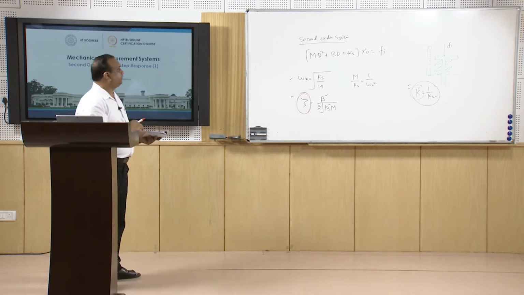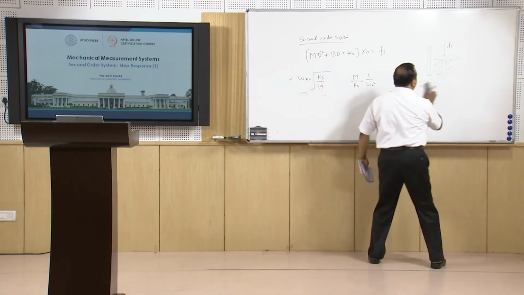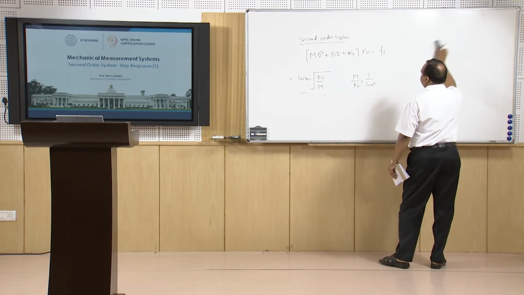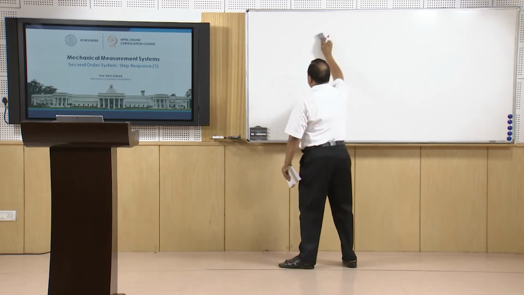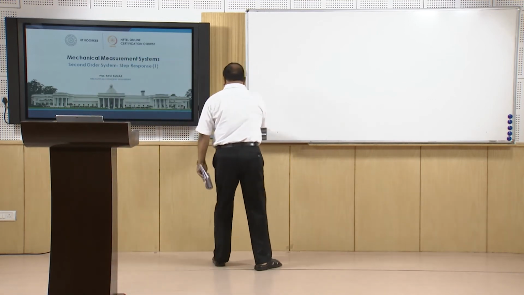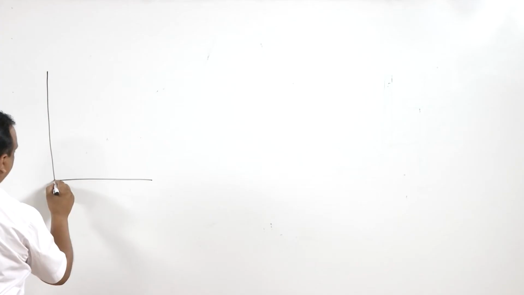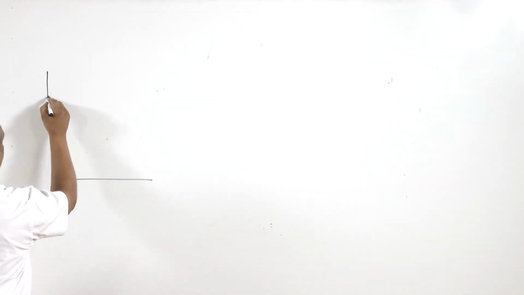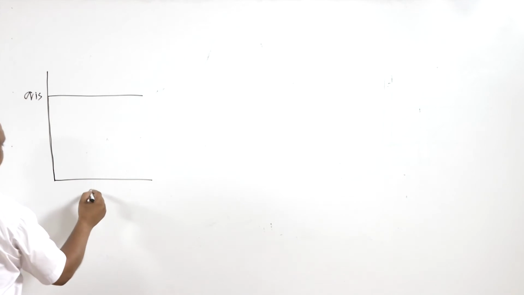Now we will start with the step response of a second order system, a generalized solution for the step response of a second order system. As you know, in a step input, there is a change in the input from 0 to a certain value within no time, zero duration of time. The input is QIS and this is the time dimension.